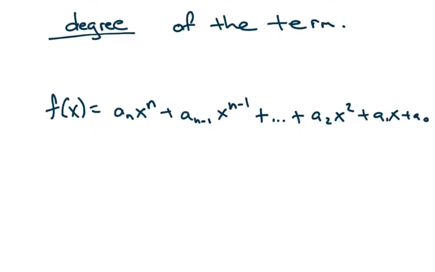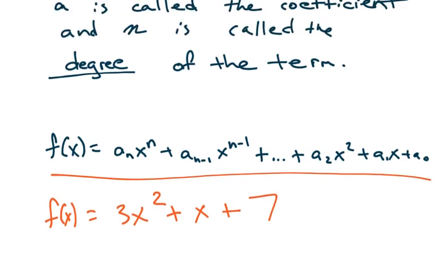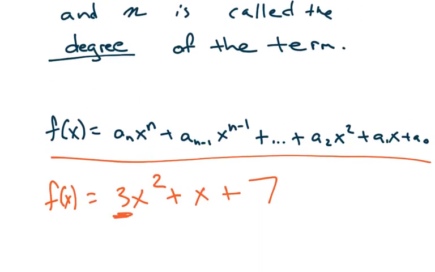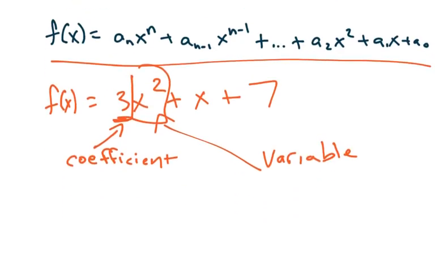Okay, so that's saying a lot, but essentially a polynomial is of this format right here. You will typically see it in the format of something like 3x squared plus x plus 7. Okay, what this is saying is this value here is called the coefficient. This value here is obviously the variable with an exponent of 2.